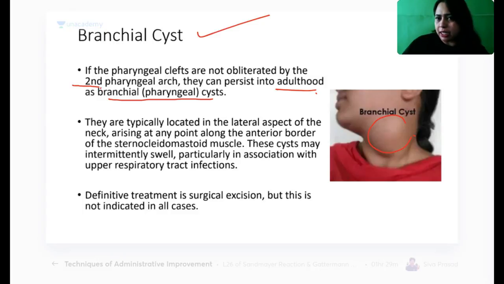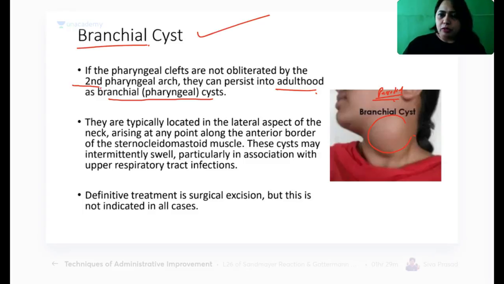So if you notice anything like this, it is not in the parotid region. Parotid is above, way up high. This is in the neck region, in front of the sternocleidomastoid. Then you can suspect branchial cyst. It may swell intermittently, particularly in association with respiratory infections, because here also there is collection of fluid and definitely it will change its shape.